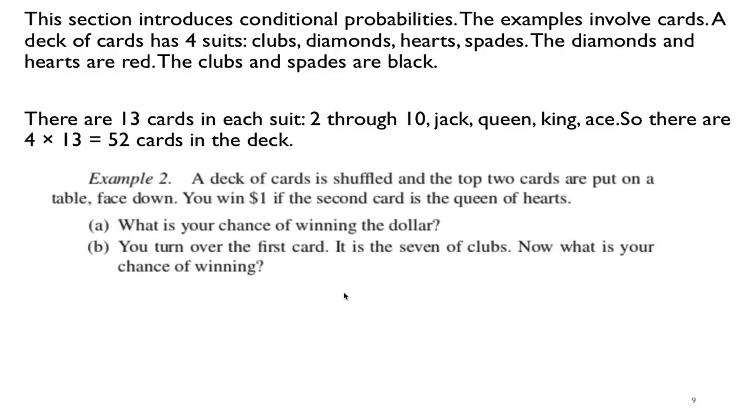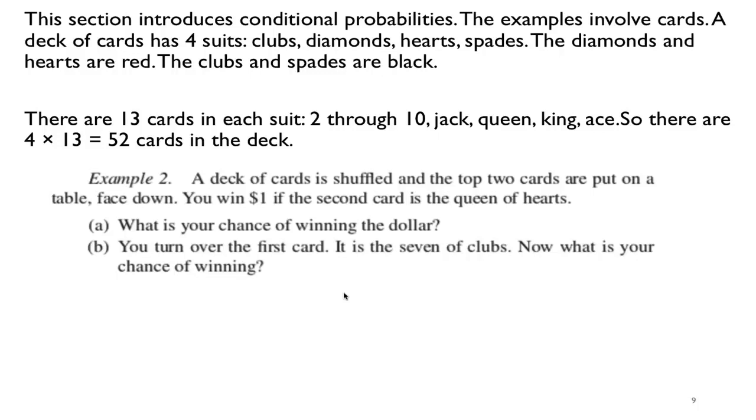So let's say we take a deck and shuffle it, and then pick out the top 2 cards and put them face down. You win $1 if the second card is the Queen of Hearts. So what's your chance of winning $1? That's the first question. The second question is, if you turn over the first card and it's the 7 of clubs, what's your chance of winning?